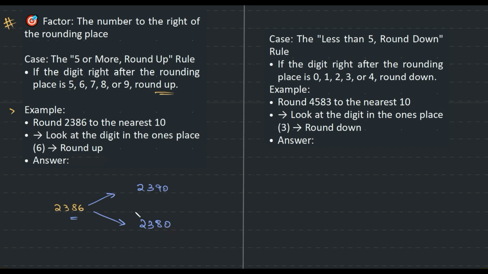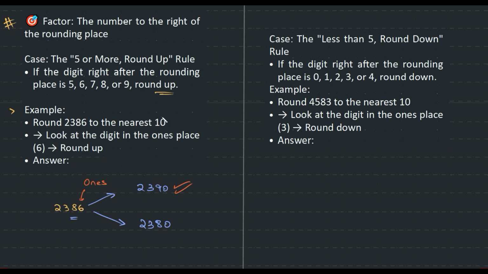Now the question is, which should I pick? Well, look at the number after 8, that is 6. After the tens place is our ones place or the units place. So in our units place, what is there? 6 is there. So we need to round up. So our answer is 2390.